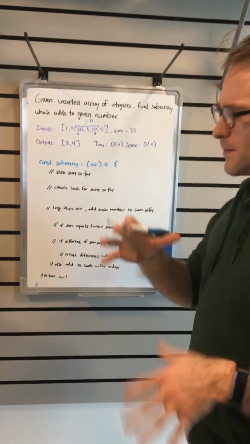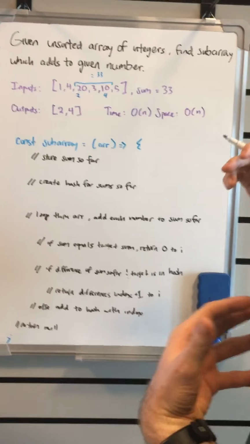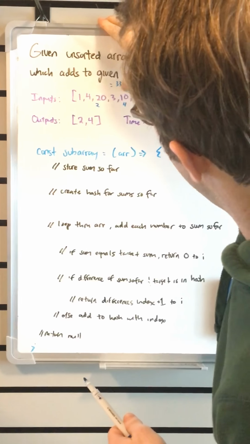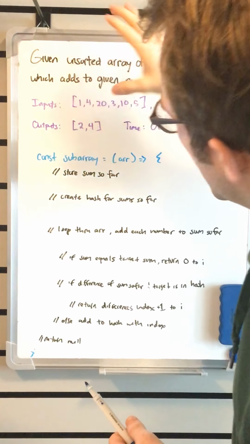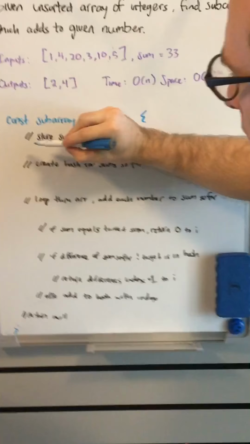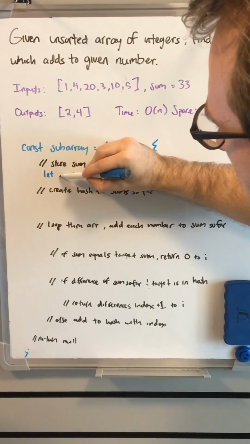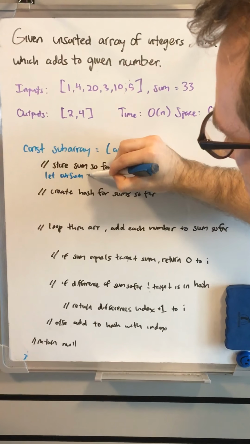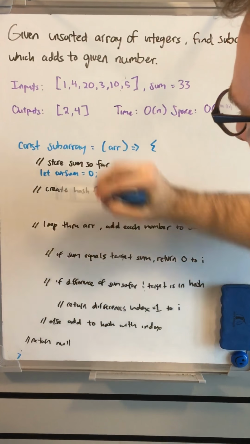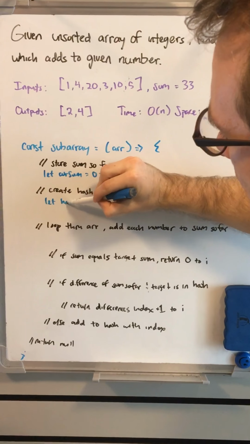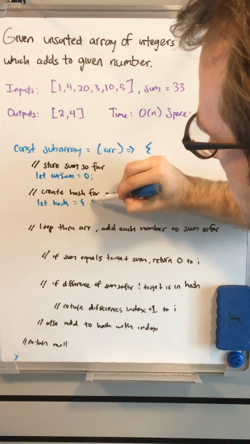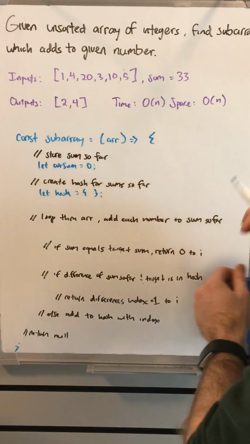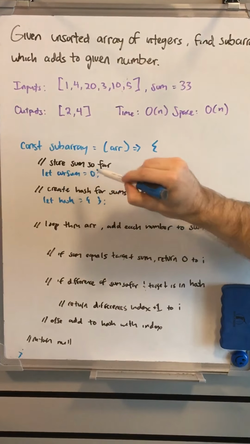So I know that's a lot of information. So what does that look like exactly? What I mean by that is we are going to have a sum so far variable. I'll just call it current sum, and we're going to set it to 0. And then we're going to have our hash like we said. We'll say let hash equal this object. Then we're going to loop through our array, and we're going to add each number to this current sum.